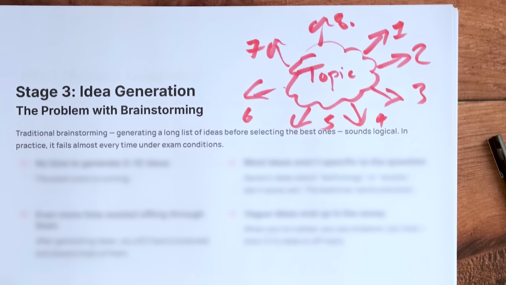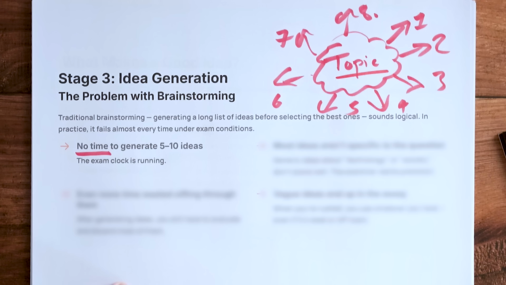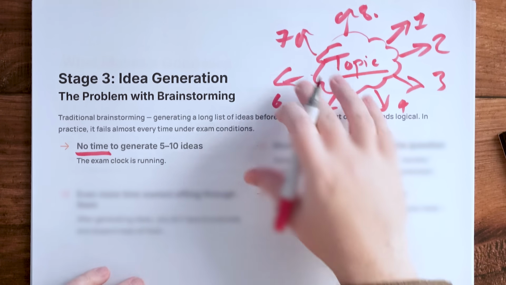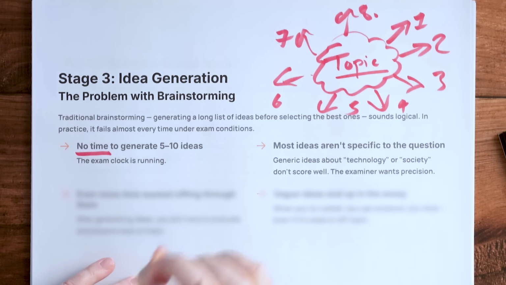What is the problem with brainstorming? Well, the first one is you don't have time. When we surveyed our students and asked them how they felt when they were brainstorming, they said things like stressed, worried, confused, and lots of negative thoughts that they were having. This is mostly because you're running out of time. And then if you think about what brainstorming does, it generates lots of ideas, but it doesn't generate ideas that specifically answer the question.